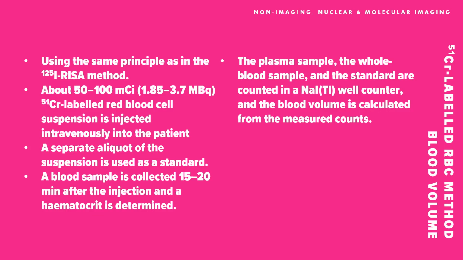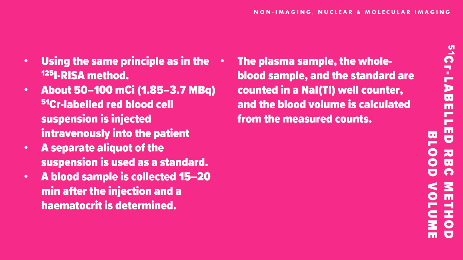Using the chromium-51 labeled red blood cells method, in terms of principle, it is similar to when you use RISA. But the difference is in terms of radioactivity. For RISA, you use about 10 microcurie, but when you use chromium-51 labeled red blood cells, you need to ensure that the radioactivity is about 50 to 100 microcurie, or converted into becquerel, about 1.85 to 3.7 megabecquerel. About this amount of radioactivity, you're going to inject intravenously into the patient.